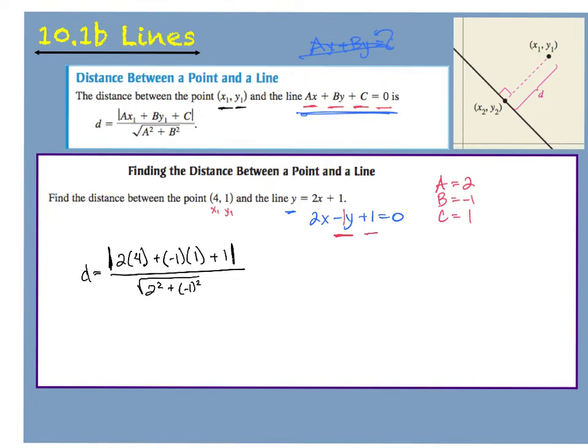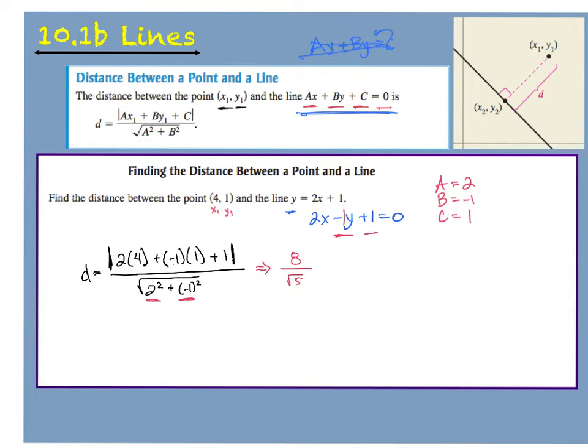And so now let's just do a little bit of math. 2 times 4 is 8. Negative 1 times 1 is negative 1. And then 1. So the 1's cancel kind of thing, and I'm just left with 8. Over, now 2 squared is 4. Negative 1 quantity squared is 1. We add those together, we get 5. So it'd be square root 5.